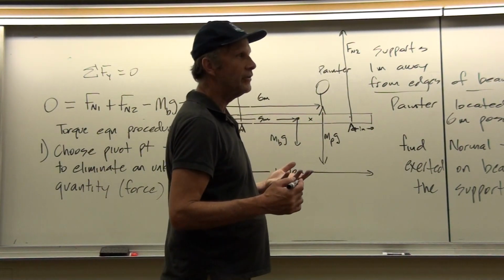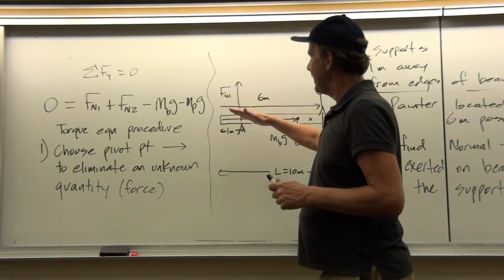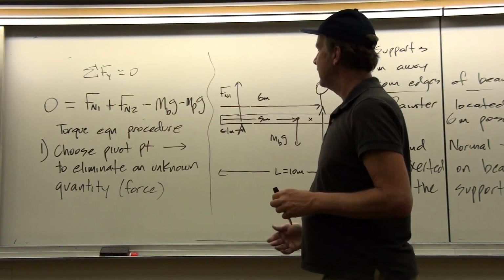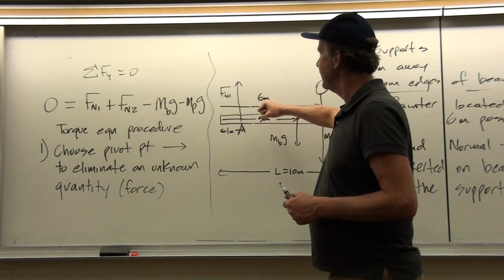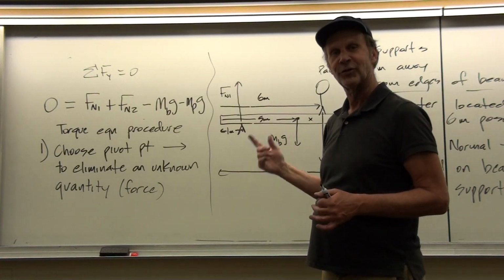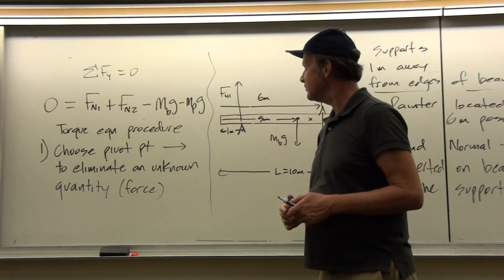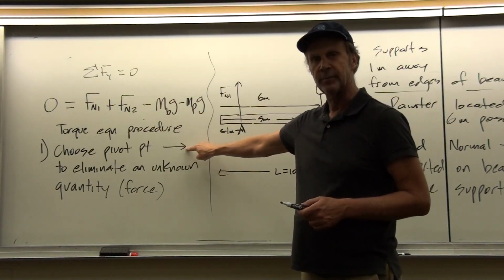And it's okay to choose any pivot point you want because it's not pivoting. That means that the sum of the torques around all points must be equal to 0. Because if one point had an unbalanced torque, it would start to rotate and take all the rest of the points along with it. So this is why you're free to choose any pivot point you want, but you want to be smart about it.